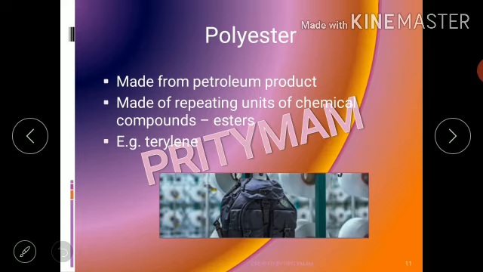Polyester, our next synthetic fiber. Polyester is made from a petroleum product. It is made by repeating units or monomers of chemical compounds called esters. Terylene, whose other name is Dacron, is an example of polyester fabric.